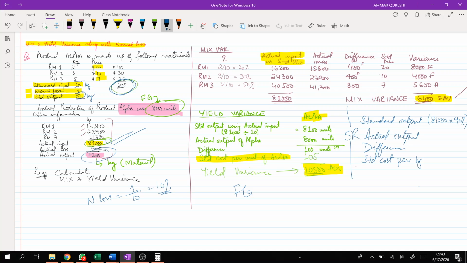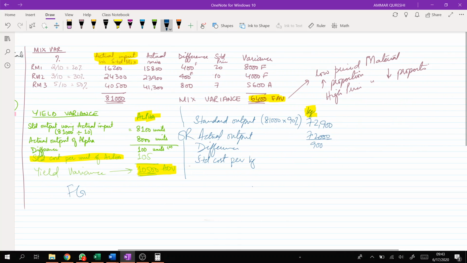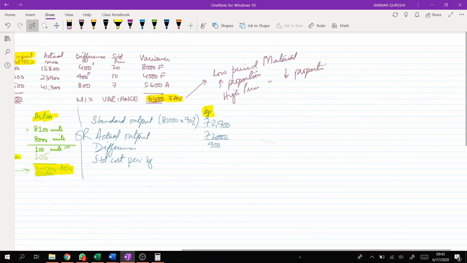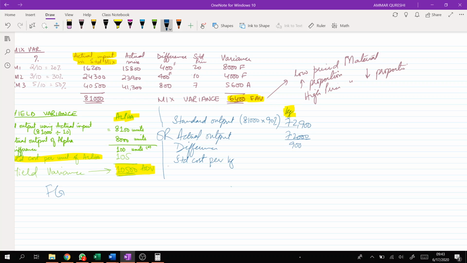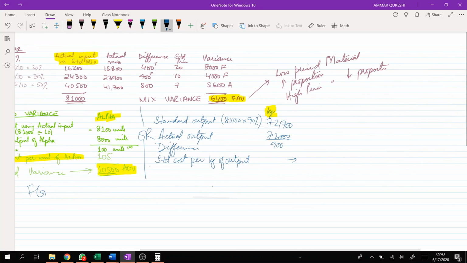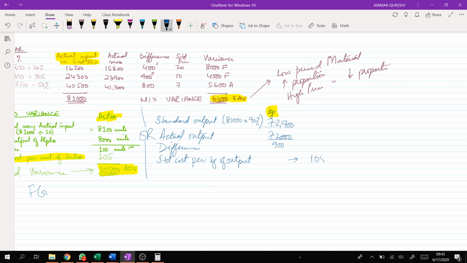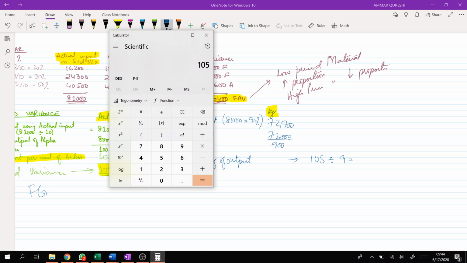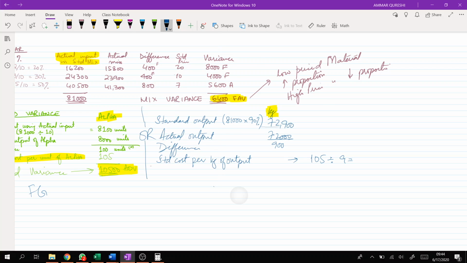Because 9 is the output and here is the output. So you have to calculate standard cost per kilogram of output. Don't use input quantity, use output quantity. This is a mistake which the majority of students make. So what we will do is divide 105 by 9. 105 divided by 9 is 11.667.